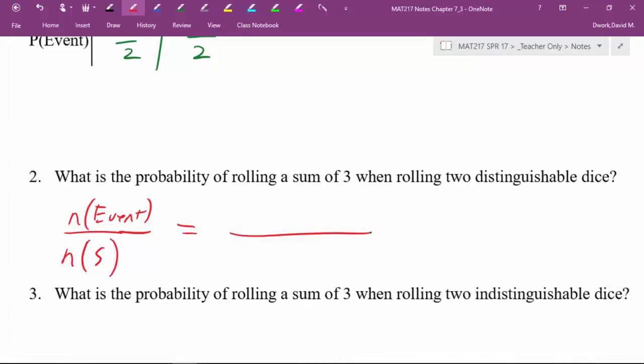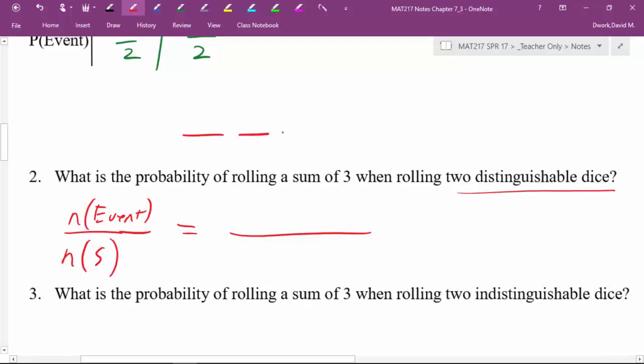We can either do the numerator first or the denominator first, but they're totally separate. I'll start with the denominator because it's usually easier. Not always, but usually. So when I'm rolling 2 distinguishable dice, I don't need to worry about the sum of 3 because I'm doing the sample space. Just how many different outcomes are there?